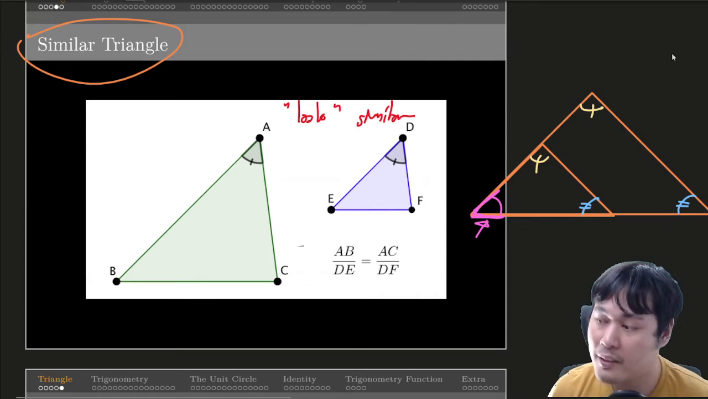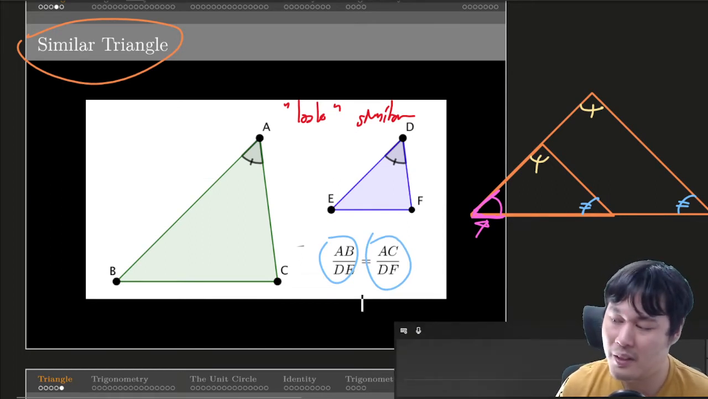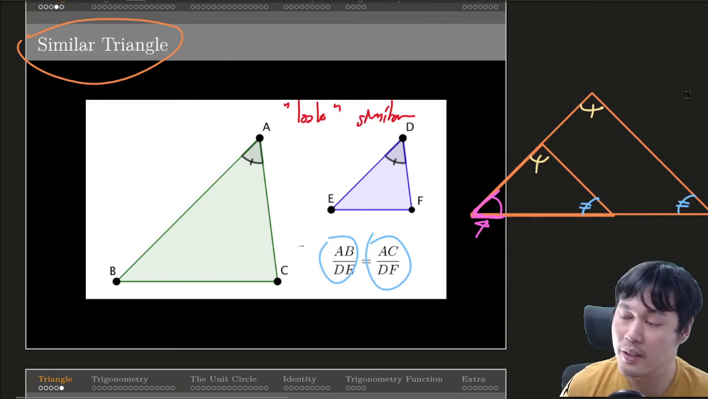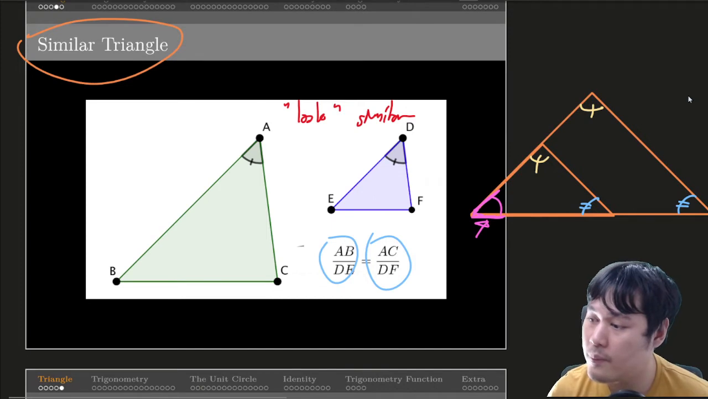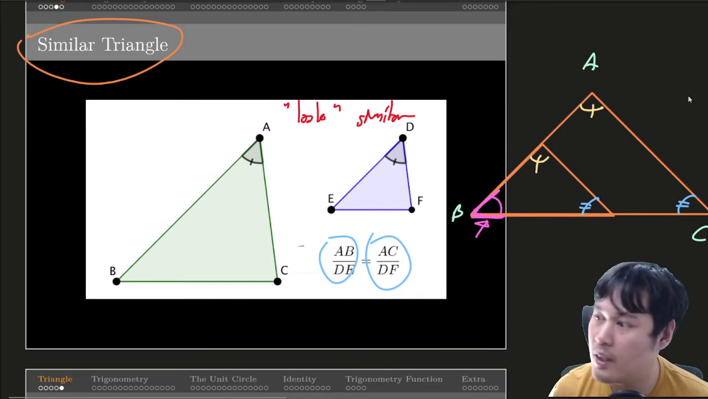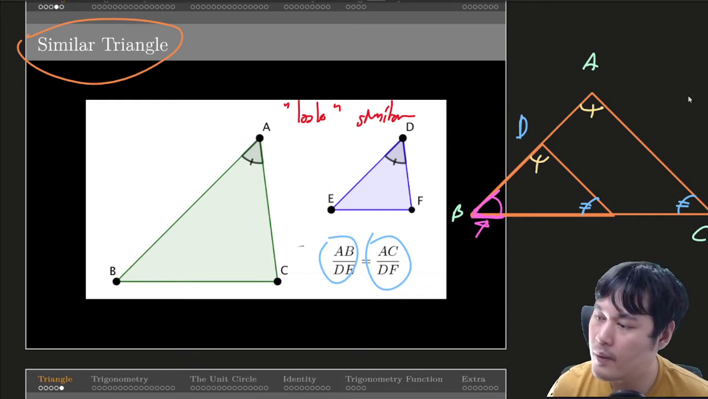And based on this fact, we also know that the ratio between these sides, and I think this is more intuitive than the angles, the ratio between these two sides. So in this case, oh, I should label some points. So we have A, B, C, and then we have D there, E and F.